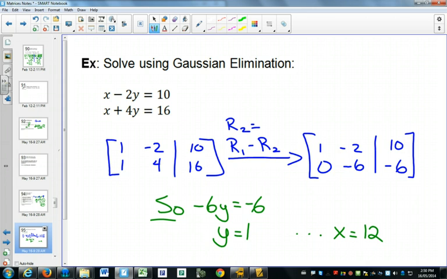And a quick check, does it work in both of them? 12 plus 4 is 16, yes. So once you're done these, you can always check them both to see if you're right. But we have reduced it to row echelon form. And that one was pretty simple because we could do it in one step.